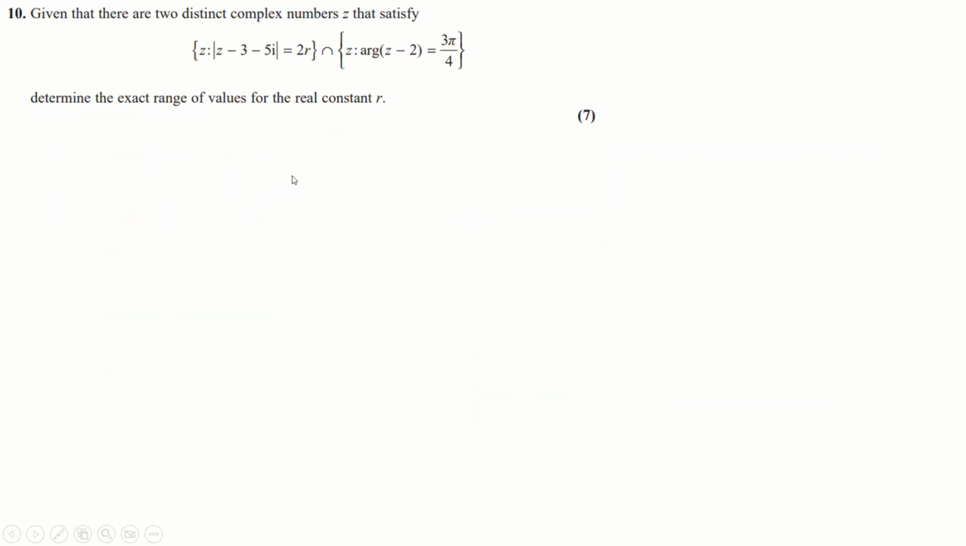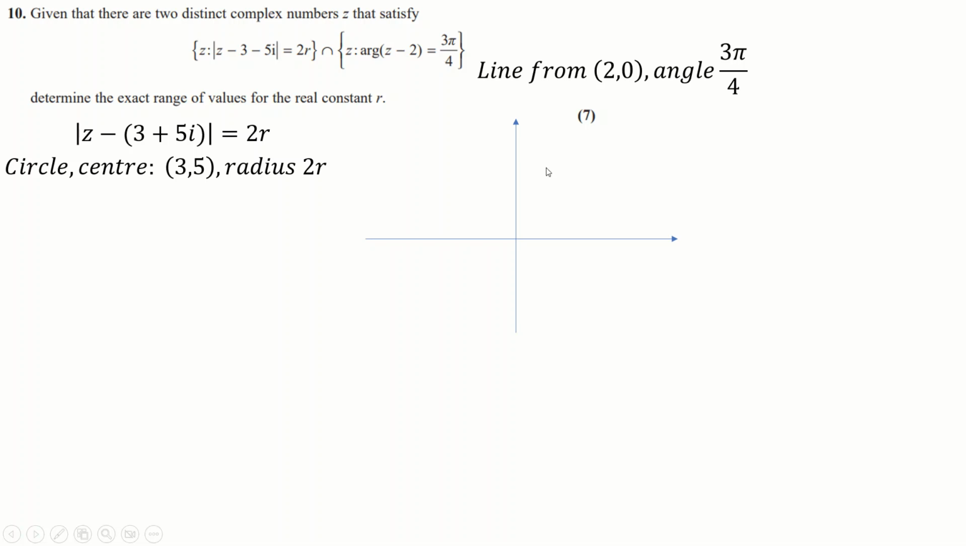This is the very last question here. Now this here, they've written obviously badly, so we need to fix it for them by putting a bracket into here. This is a circle, center 3, 5, radius 2r. And this is a line starting at the point 2, 0 with that angle coming out of the axis. So it looks a bit like this, I guess. Starting at 2, 0 with some angle here of 3 pi over 4.